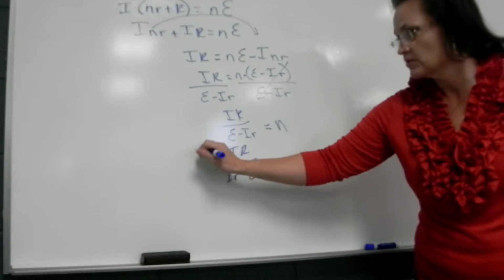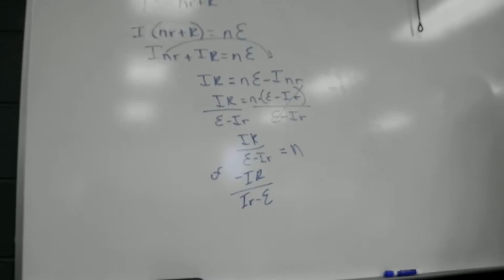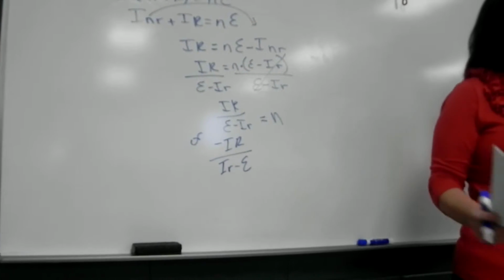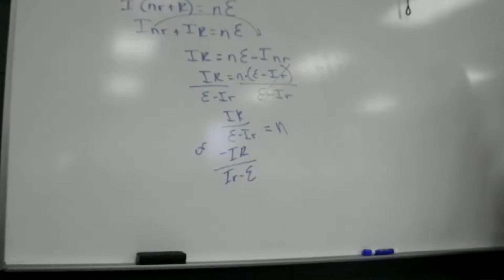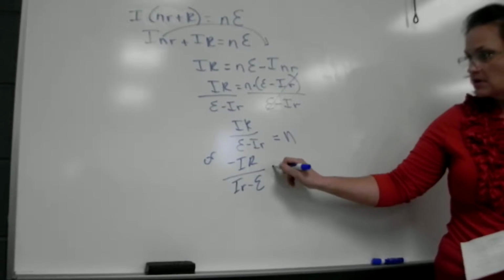That is also correct. And the reason it's correct is if you multiply the top by a negative and the bottom through by a negative, if you do the same thing to the top and the bottom, it's still an equivalent fraction.